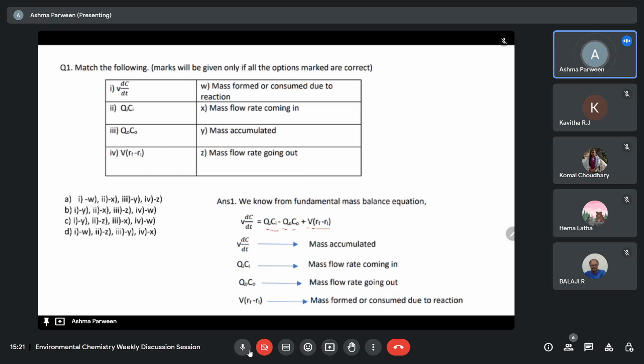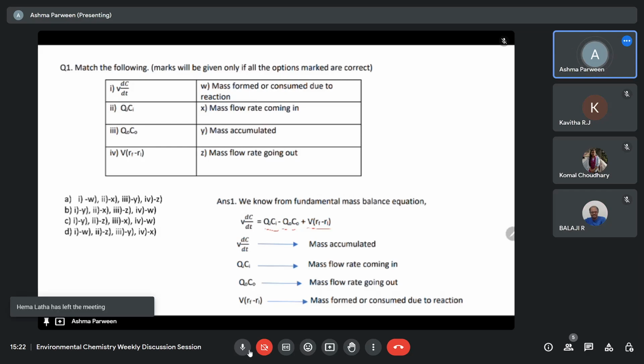Q naught C naught is the mass flow rate going out, and V (Rf minus RL) is the mass formed or consumed due to the reaction, where Rf is the formation of any component, and RL is for the loss of that component. So based on these, the correct option is B: V dC by dt is mass accumulated, Qi Ci is the mass flow rate coming in, Q naught C naught is the mass flow rate going out, and the fourth one is the mass formed or consumed due to the reaction. So we will move to the next question.